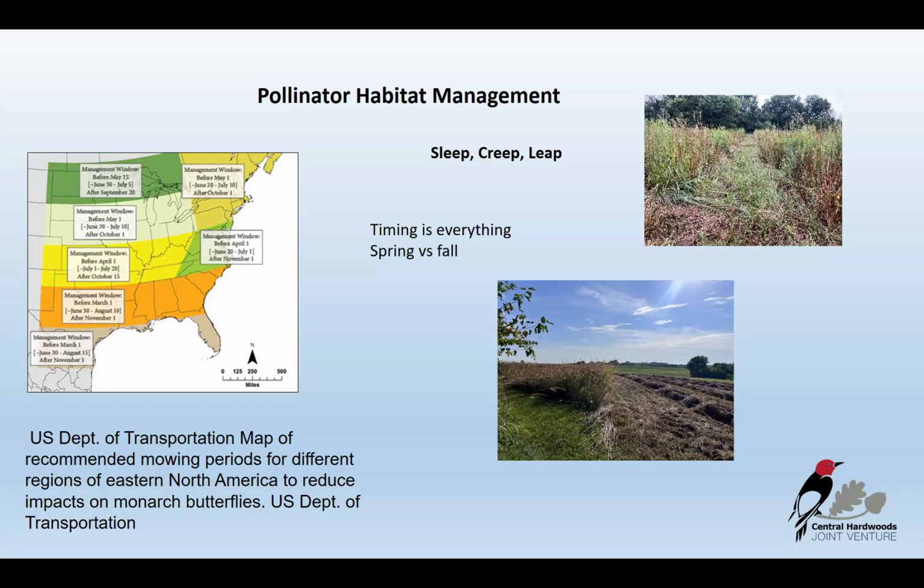You look at the map here. This is the map from the Department of Transportation. And in the Midwest, this is for monarchs. This is just if they're going to manage for monarchs, say in their roadways, just something to think about. Early spring, late, into fall, not during that summertime. So that's just one map. There's lots of information out there.